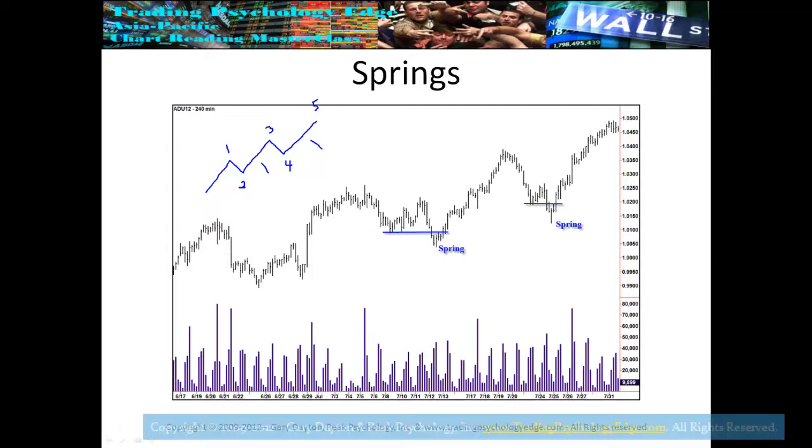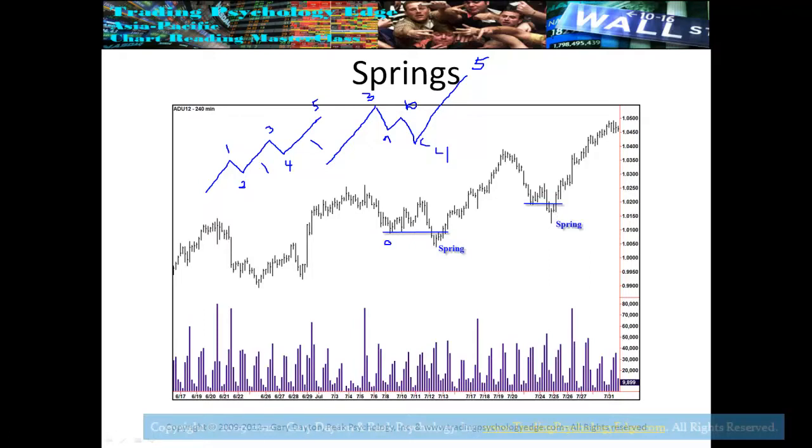And he said that impulse or motive waves always go in 5 stages. I don't know if that's really true or not, but generally that's probably true. Corrective waves, he said, could take a variety of forms, but one form is this A, B, C correction down. So if we were going, say, from wave 3 to 4, we would see this A, B, C down, and then the market would go on up to wave 5, right? So that's the basis of this.